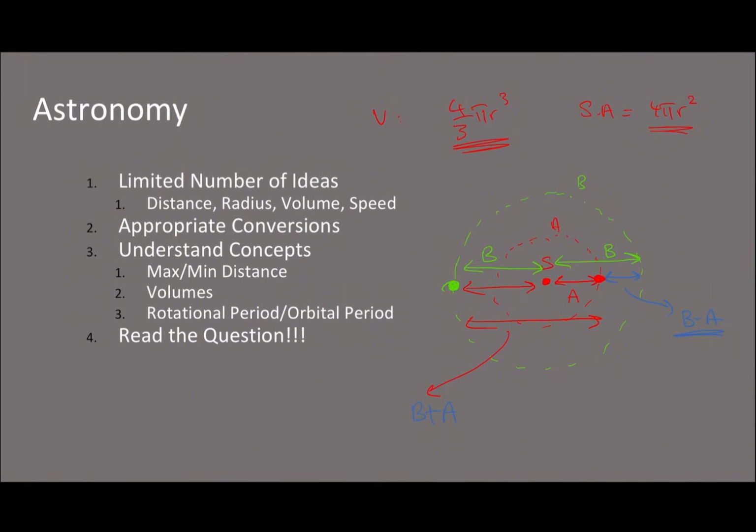Just to make that clear, the shortest distance between them is just this gap. The longest distance between them is going to be like this. So it's going to be B plus A here, and then B minus A on the other side. And that's all it is pretty much. So just little ideas like this.